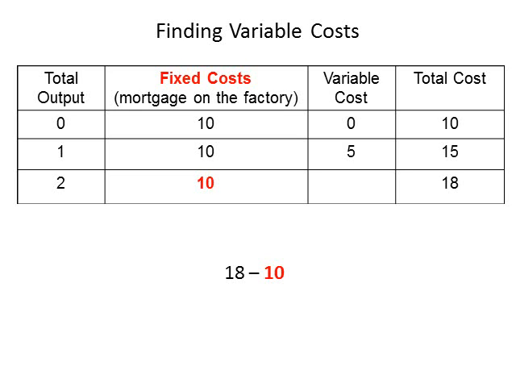Substitute 10 into the formula for the fixed cost. Next, subtract 10 from 18, giving 8. Next, put $8 into the third row of numbers in the variable costs column.